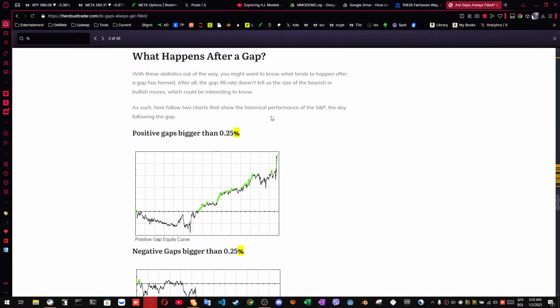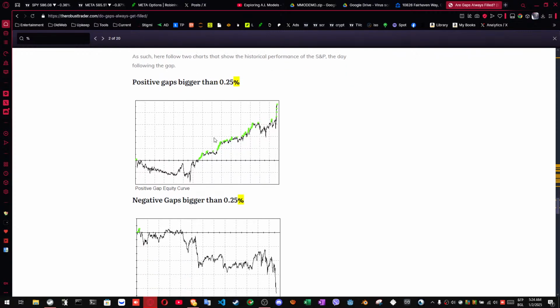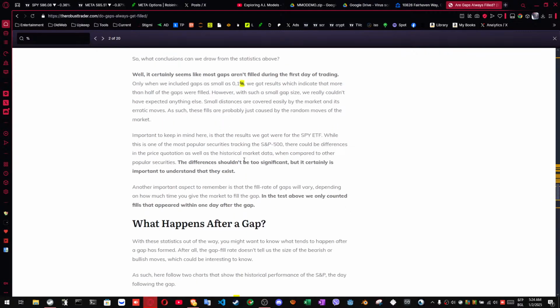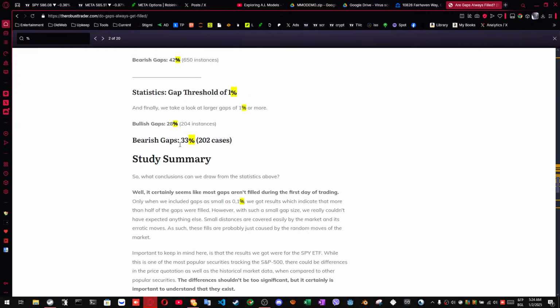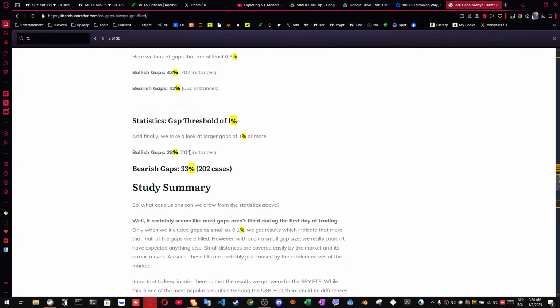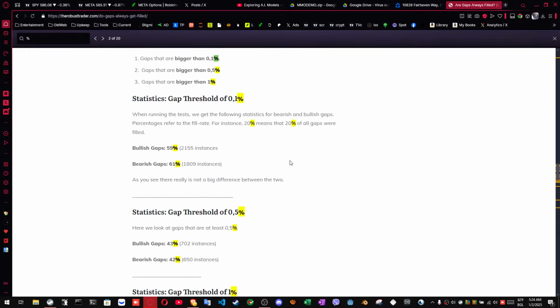We're falling to charge for some performance. Yeah, well, that's recently too. So how do you incorporate that until you see it happen? The bearish gap is a 33% chance, bullish gaps. Finally, we take a look at larger gaps of 1% or more. Well, yeah, of course, not the first day of trading. It can happen at any point in the future.